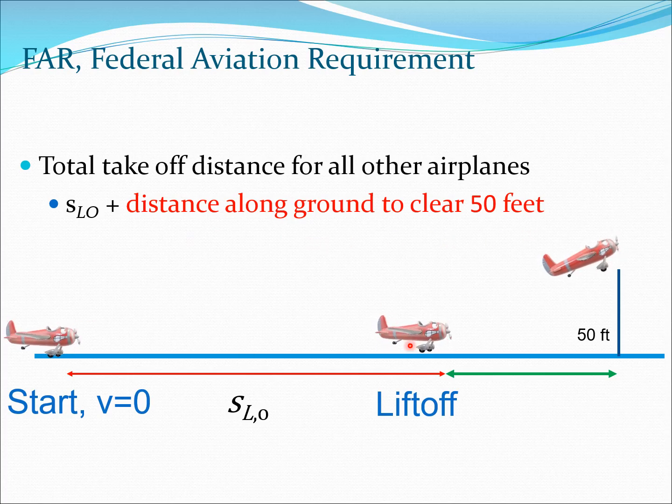So here I have shown, for example, a propeller type of aircraft. You are starting at velocity 0, you are doing lift off here, and then this aircraft must be able to clear this 50 feet height. So essentially when you're calculating the takeoff distance, you have to take this SLO and add this particular distance here.